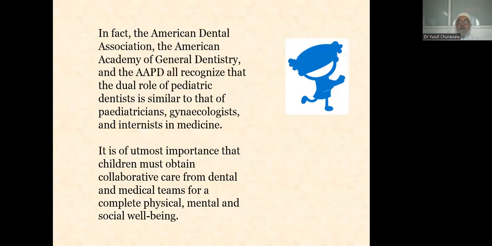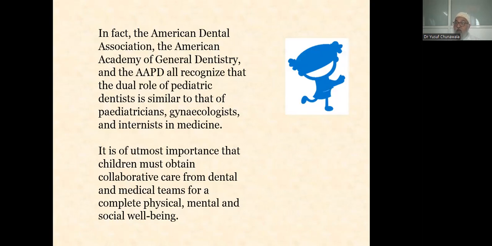Okay, and the American Dental Association, the American Academy of General Dentistry, and AAPD also recognize that the dual role of a pediatric dentist is similar to that of a pediatrician, gynecologist, and even internists in medicine. Now people have realized that a periodontist is somebody different. Like a pediatrician, everybody knows. A child specialist, everybody knows. But a child specialist dentist also exists.